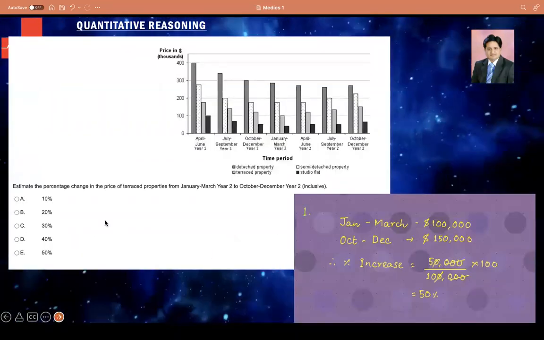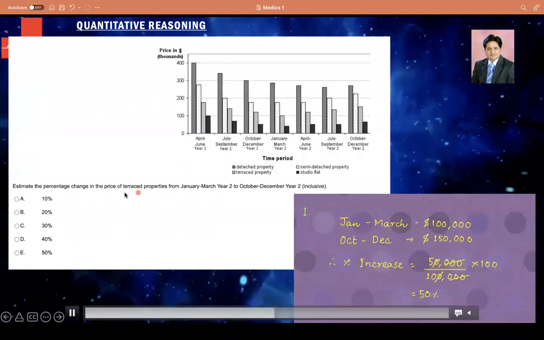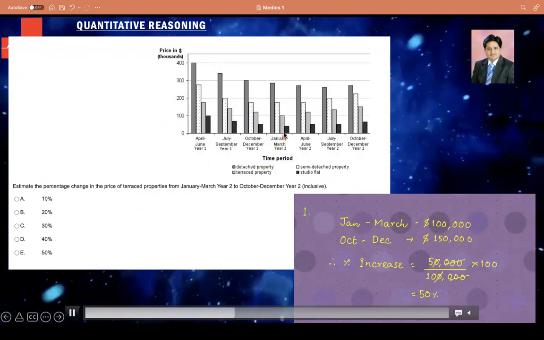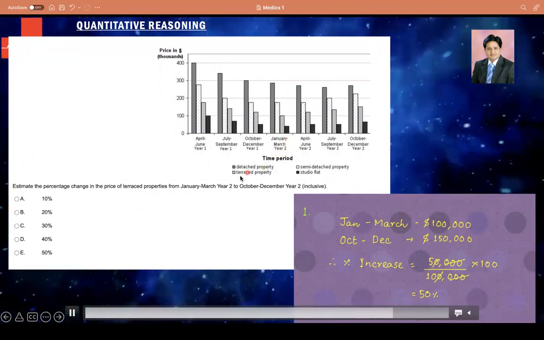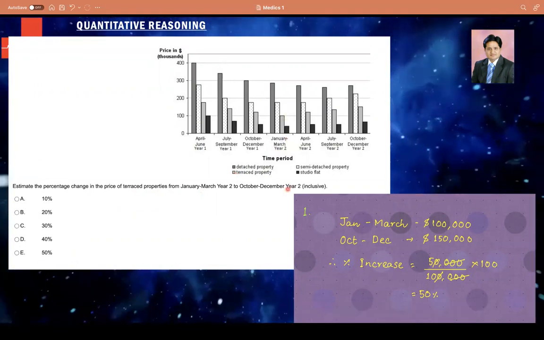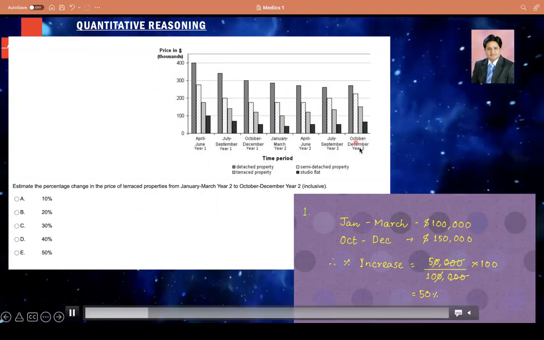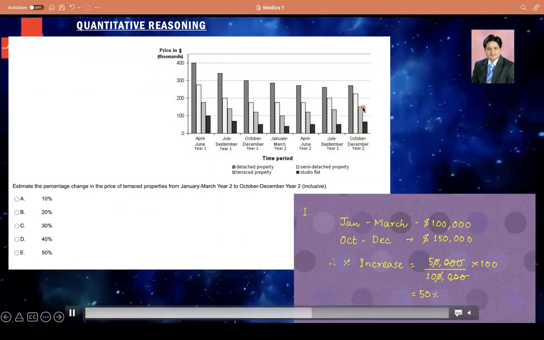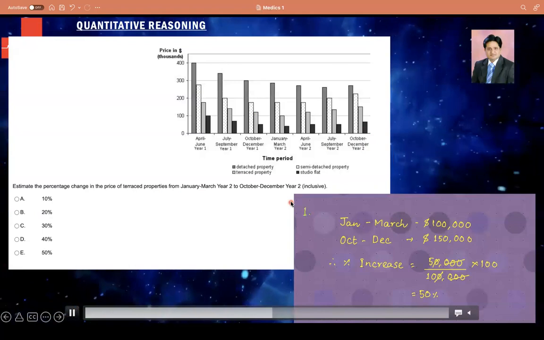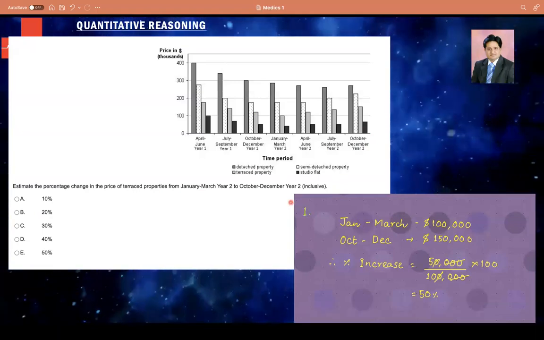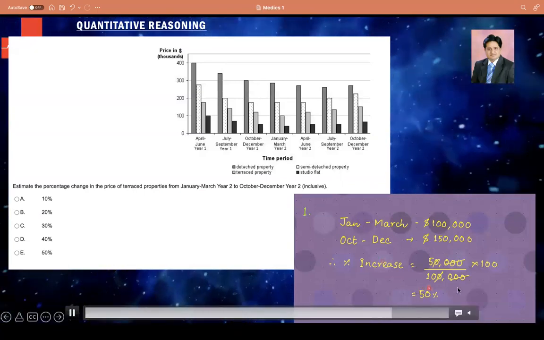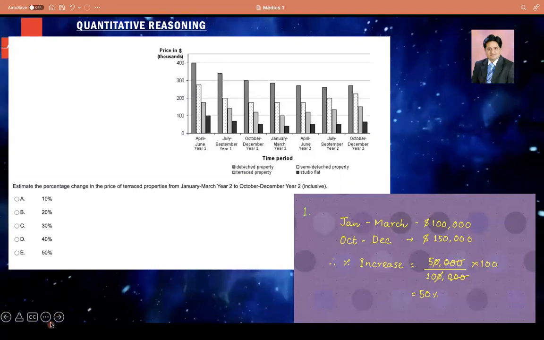So here comes the solution. The question is asking, what is the percentage change in the price of terrace properties from January to March year two? If you look at January to March year two, the terrace properties are at $100,000. But if you look at October to December year two, it comes out to be approximately $150,000. So what is the increase? That's $50,000. What is the original? $100,000. So calculate the percentage: 50,000 over 100,000 multiplied by 100, and that gives you 50%.